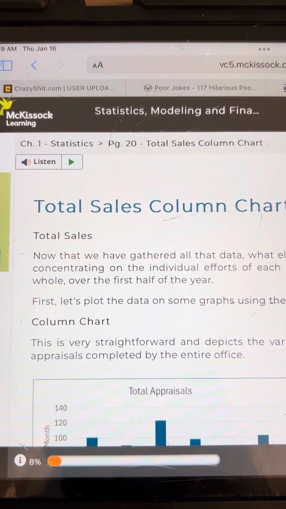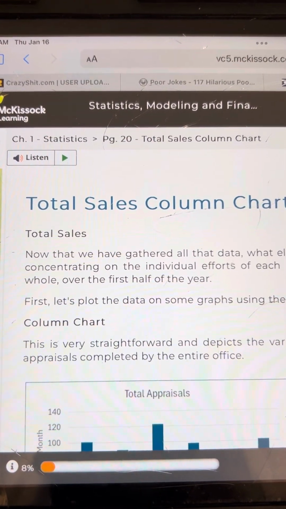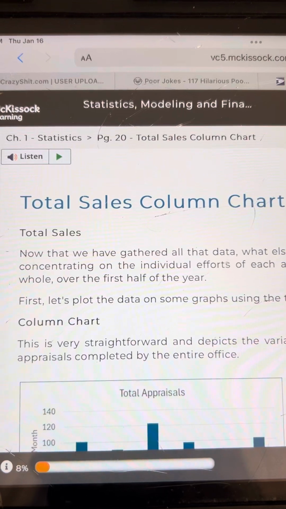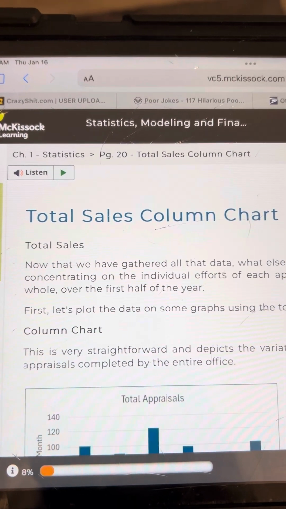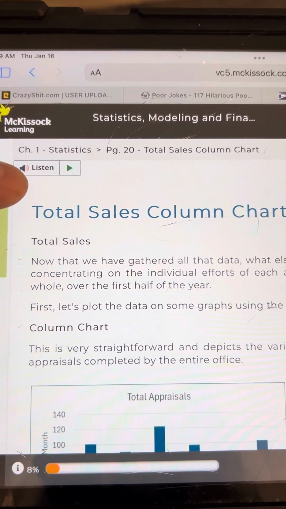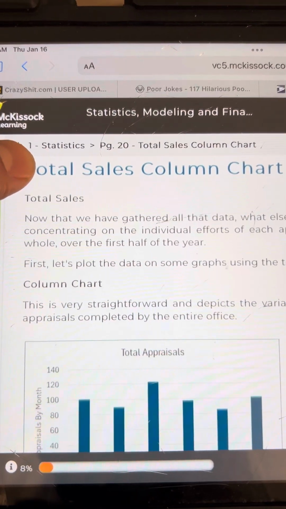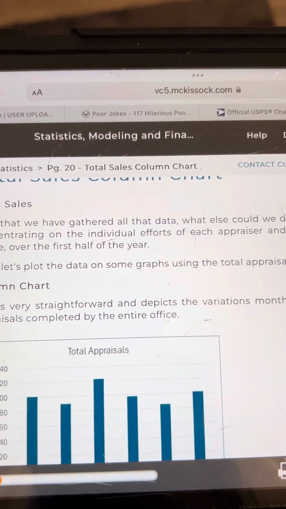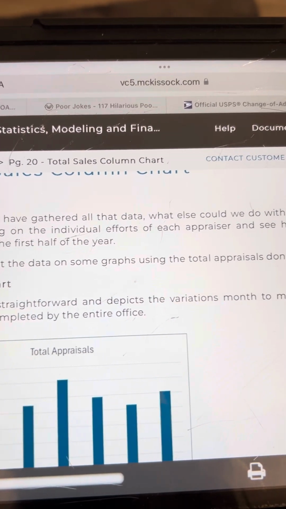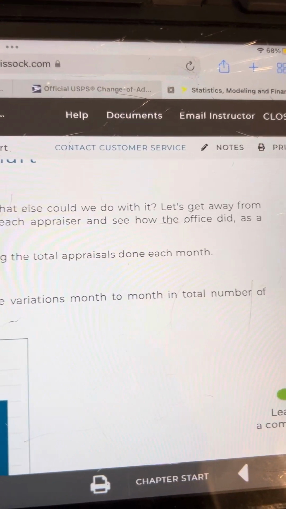Statistics Modeling and Finance, Chapter 1, Statistics, page 20. Total sales column chart. Now that we have gathered all that data, what else could we do with it?